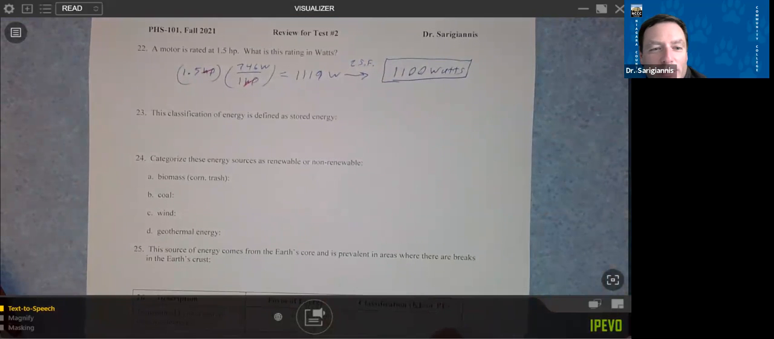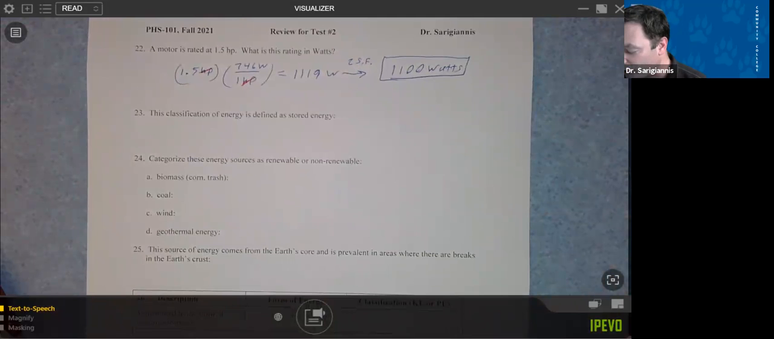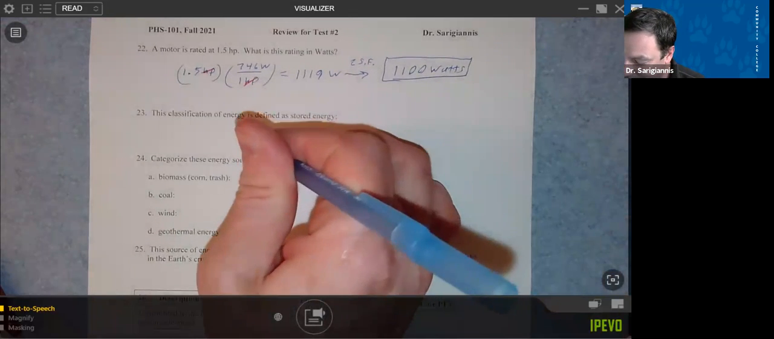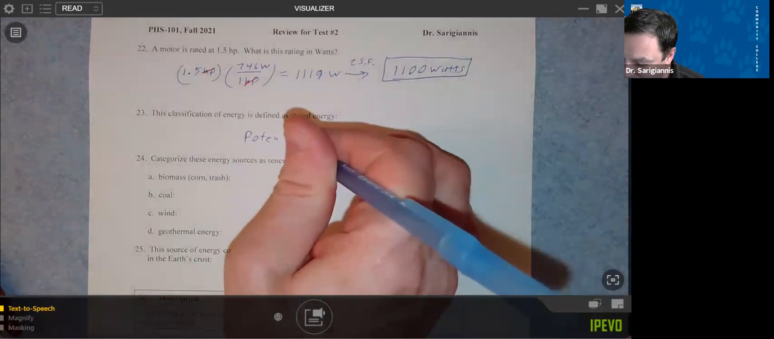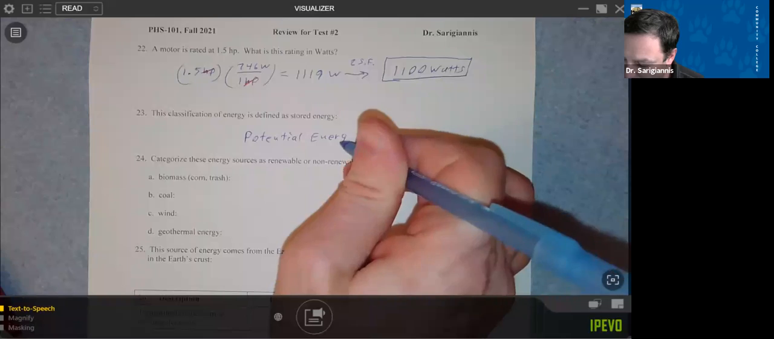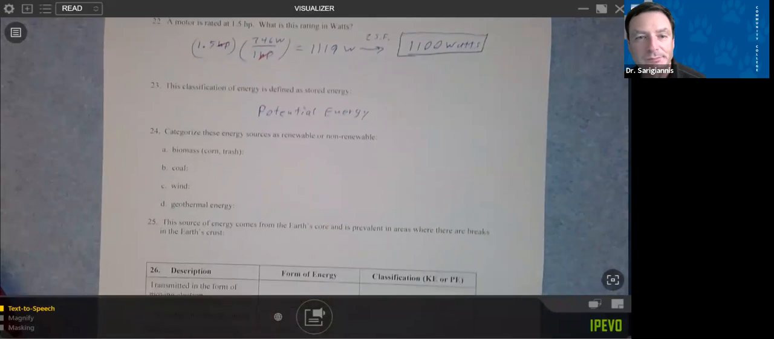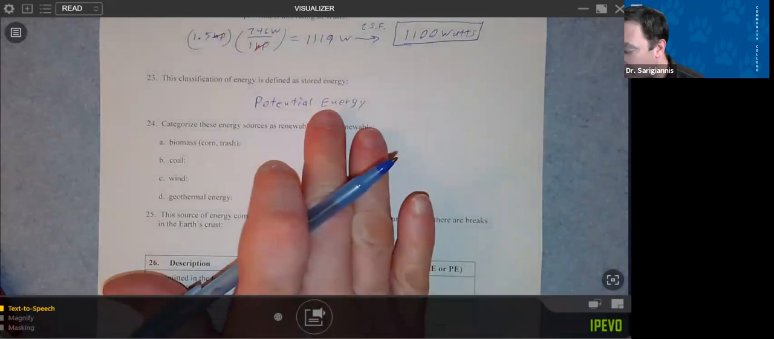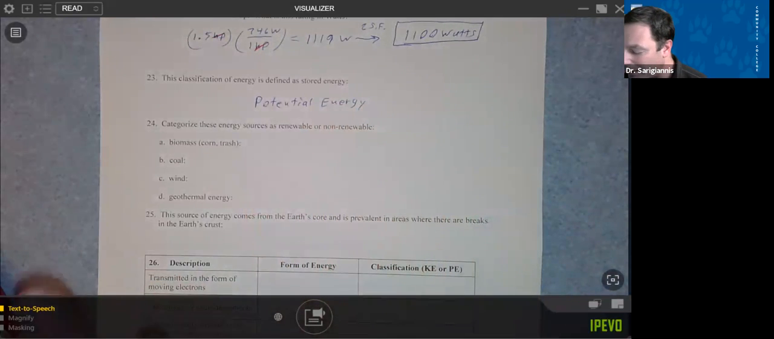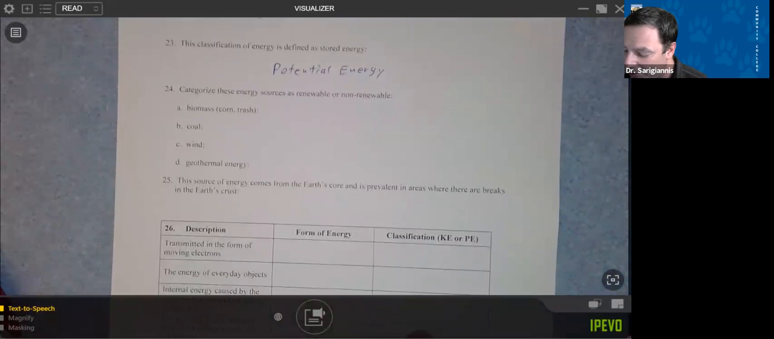The next ones are pretty quick. They're a combination from the lectures and from the reading. Classification of energy defined as stored energy. Well, this is just the potential energy. And this is general potential energy, so not just gravitational potential energy, any type of potential energy.